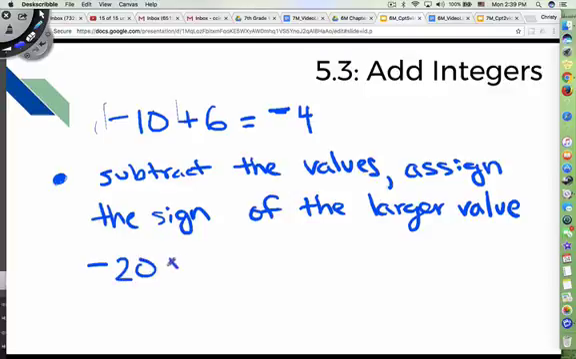Negative 20 plus 30, the bigger value is the 30. You're subtracting 20 from it. You have $30, you subtract $20 from it, and suddenly you have $10 left, okay?